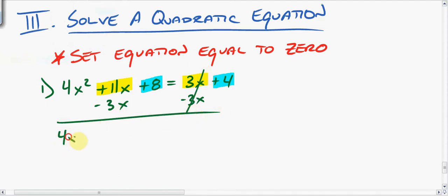So I'll start by subtracting 3x. I've got 4x squared, 11x minus 3x, which gives us positive 8x. And then I'm also going to subtract over 4, all in the same step. So 8 minus 4 is 4. So I've combined my like terms, and I have 4x squared plus 8x plus 4.